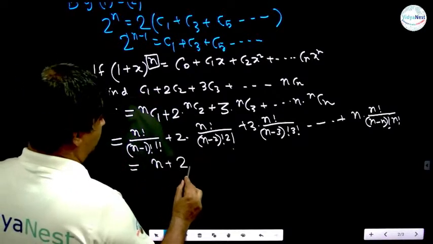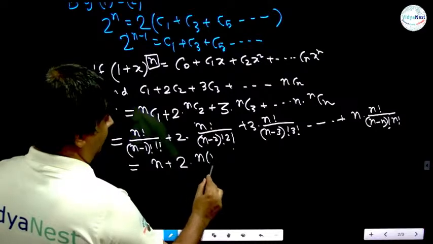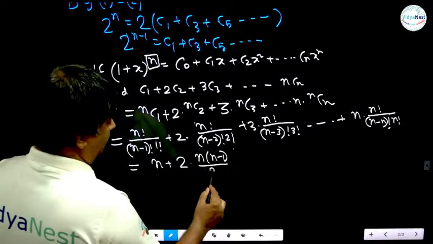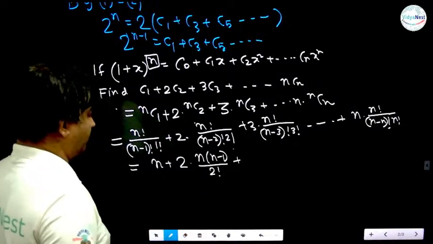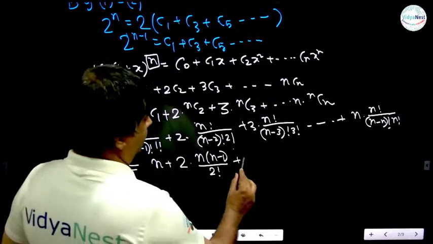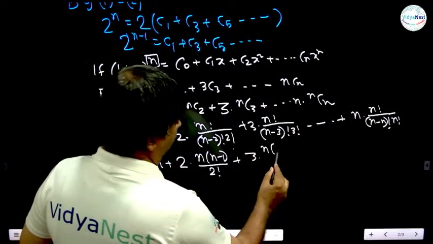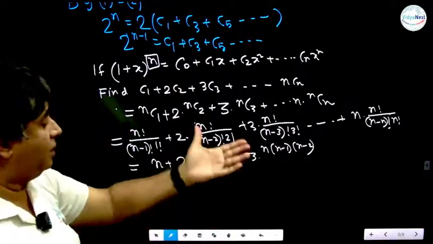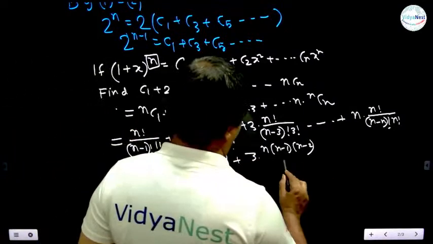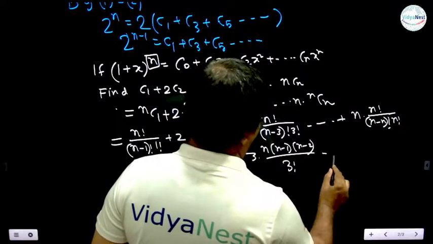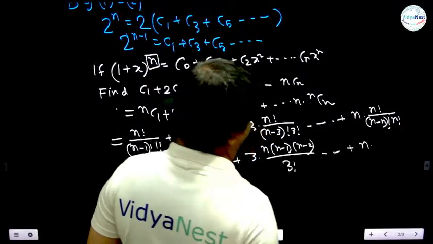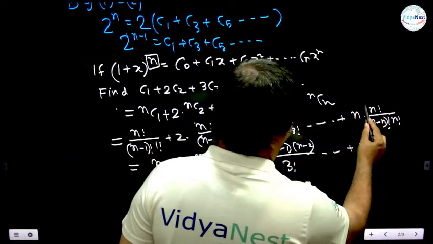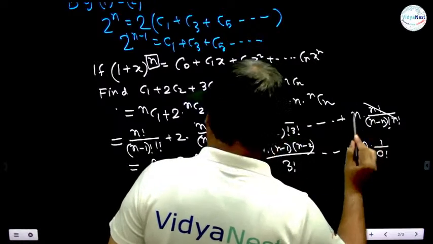2 into n minus 1, n minus 2 factorial will get cancelled, plus 3 into n minus 1, n minus 2, n minus 3 factorial, which will be cancelled by the denominator's n minus 3 factorial. In this way, n into C1, here factorial n cancels, 1 by factorial 0.